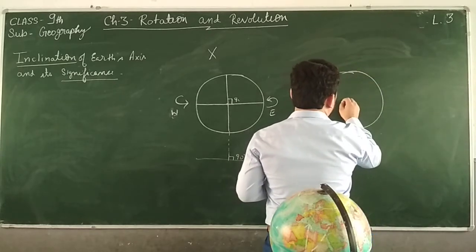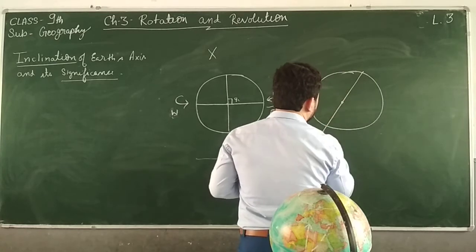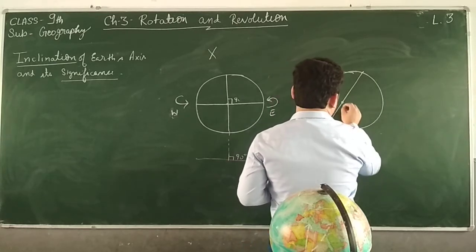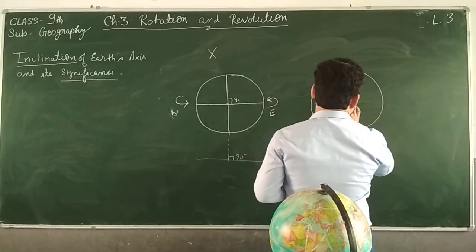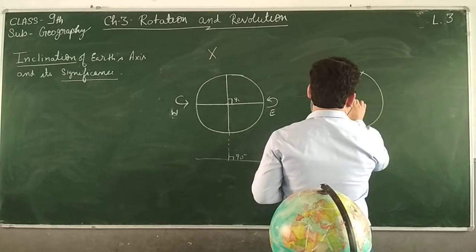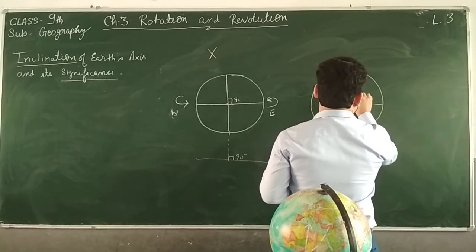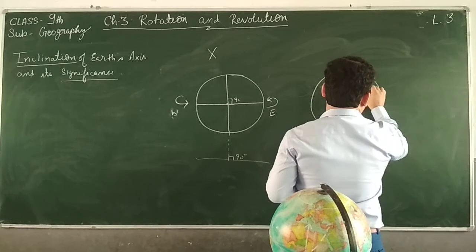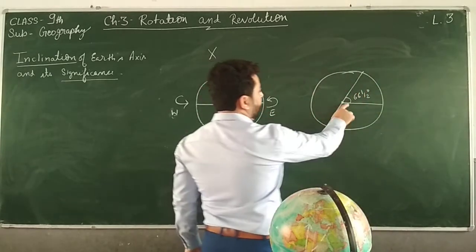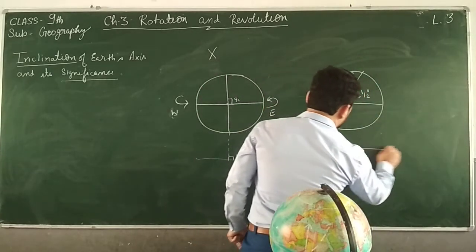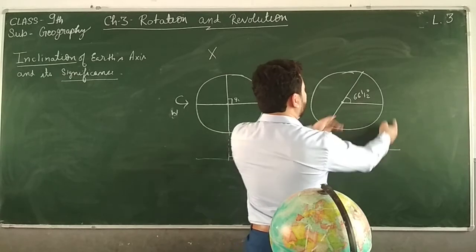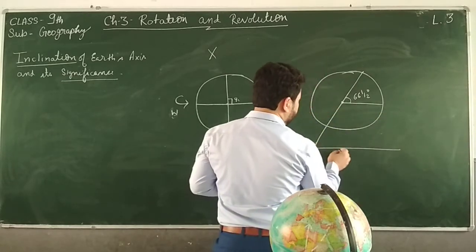Suppose this is the center of the Earth. So Earth is rotating this way. Clear? This is the angle, 66 and a half degree. Okay, this is the plane. These two I have drawn here, or here I have taken a perpendicular line. Okay, this is the plane.